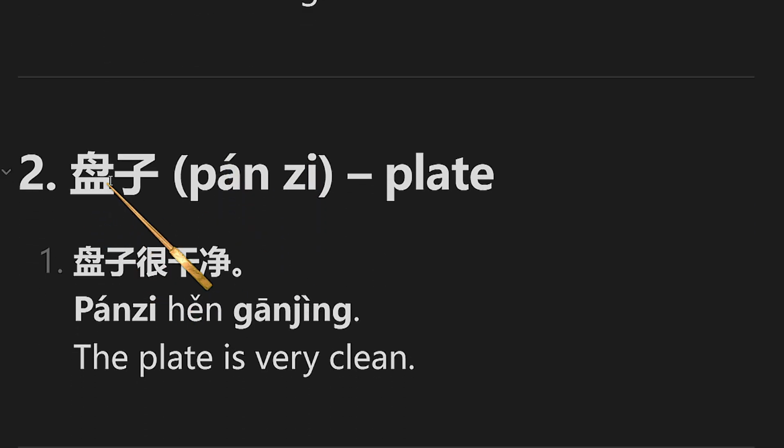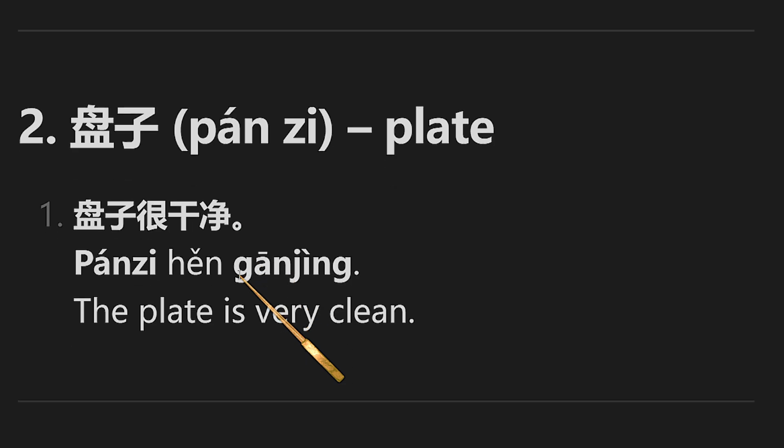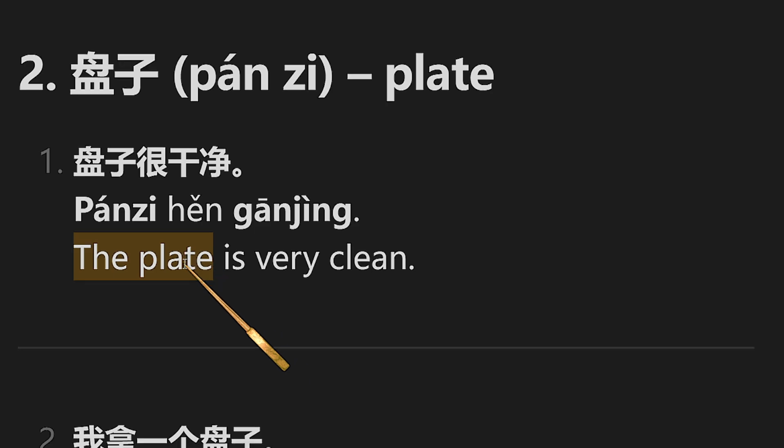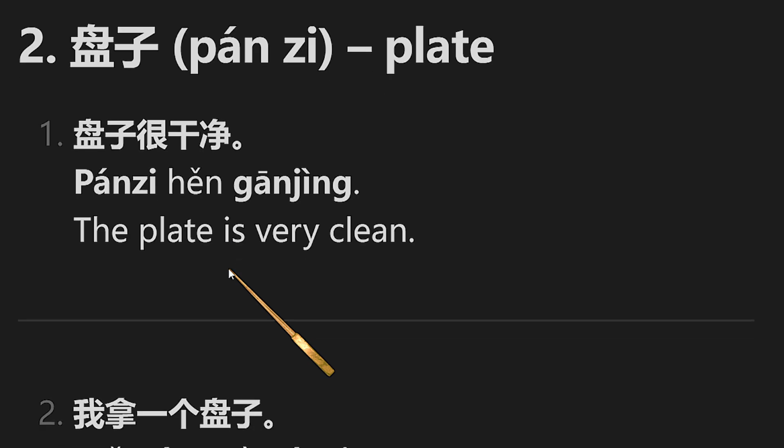Next word is 盘子, plate. Let's see. The plate is very clean. 盘子很干净. 盘子, 很 is very, 干净 clean. Be careful, sometimes 盘 could be a measure word, for example a plate of food, a plate of something, but if we see 子, 盘子 is the plate by itself. 盘子很干净. The plate is very clean. 干净, 干净.